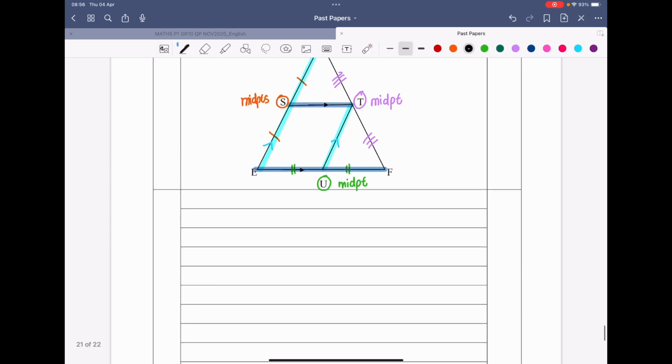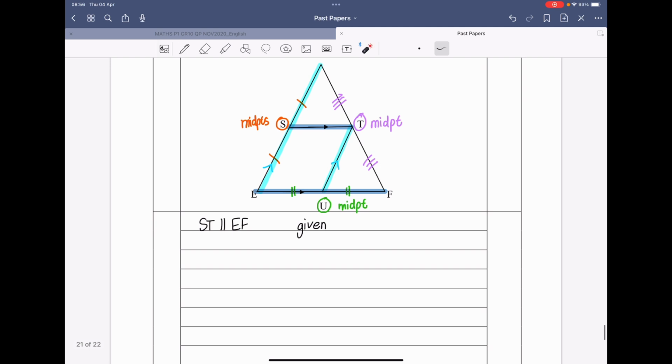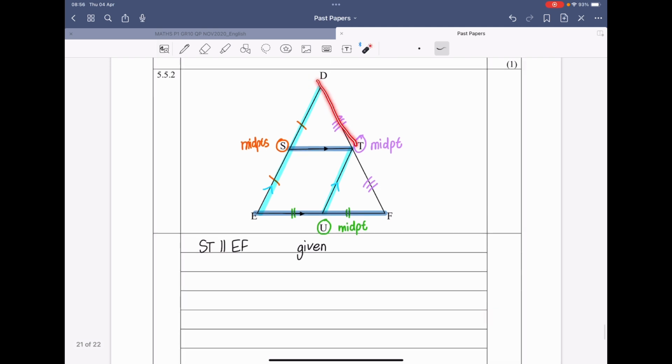So we can write down the proof here. Let's start with saying that ST is parallel to EF, which I was given. So if ST is parallel to EF, that was given, then that means that T is the midpoint. So if T is the midpoint, then DT is equal to TF.